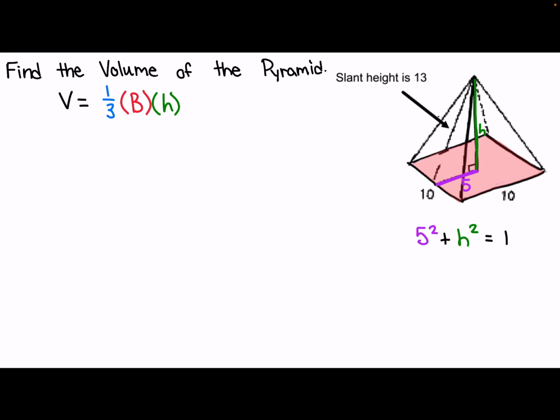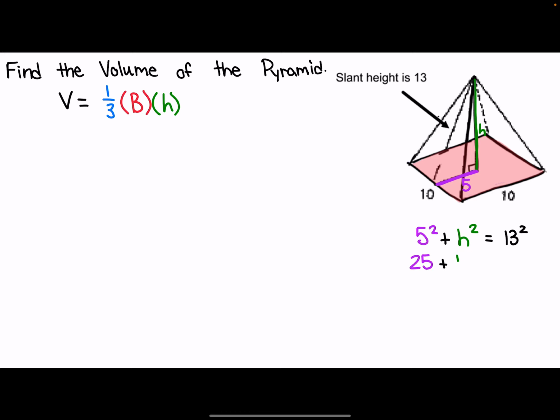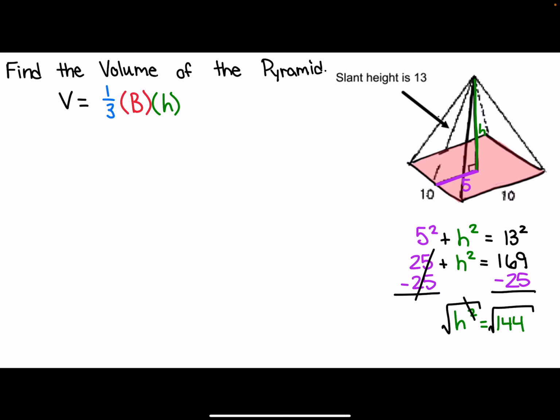Of course, this is a Pythagorean triple. This is a 5, 12, 13 triangle. So when I solve for h, we're going to see that h is equal to 12. Of course, we can see that 5 squared is 25, 13 squared is 169, 169 minus 25 is 144. Of course, we know that the square root of 144 is 12. So therefore, h equals 12.